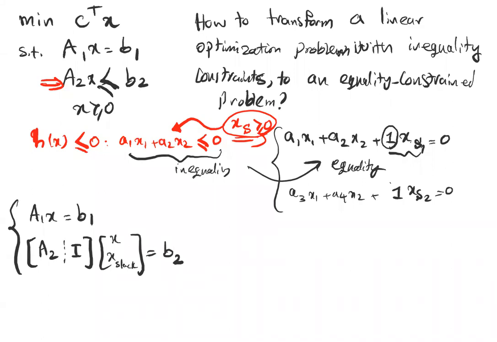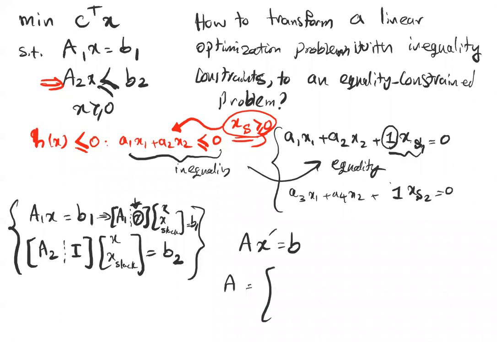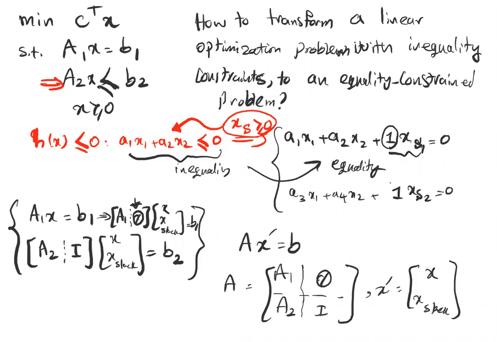All right. Now we also want to merge these two together. In order to do that, we have to add slack variables here. But as we know, slack variables are not going to change our equality constraint. So it's 0 here. The coefficient for slack variables is equal to 0. If we want to merge all of this, we will have A x prime is equal to B, where A is defined as A1, a block of 0, A sub 2, identity matrix. X prime is X and X slack, and B is B1, B sub 2. The rest of the problem is as before.